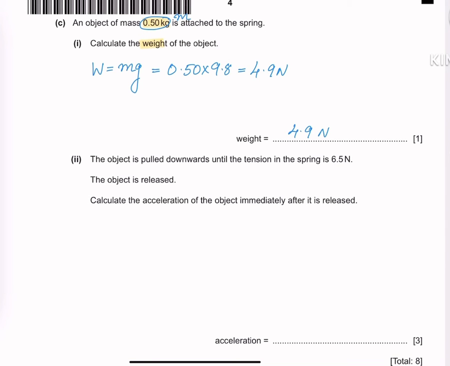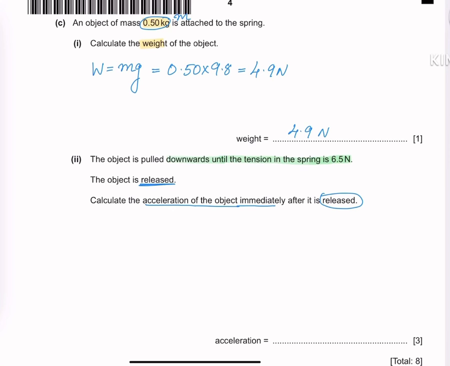Part 2. The object is pulled downwards until the tension in the spring is 6.5 Newton. The object is released. Calculate the acceleration of the object immediately after it is released.